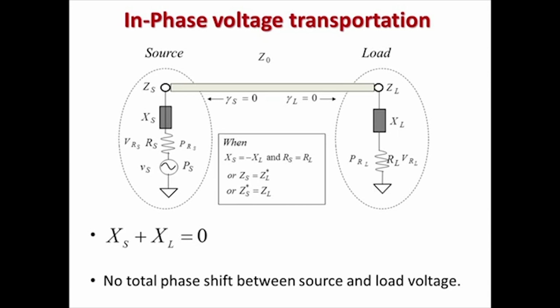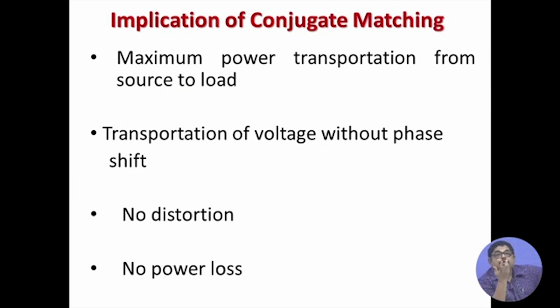Since the total reactance of the whole network under conjugate match is 0, we can say that there is no phase shift between the source voltage and load voltage. So, this is called in-phase voltage transformation. What is the implication of conjugate matching? One, we have seen that it is maximum power transportation from source to load, and transportation of voltage without phase shift. Also, in that case, the load reflection coefficient gamma L is 0, and gamma S is 0. So, no distortion will be there, no power loss will be there. Under conjugate match we can get a lot of things.